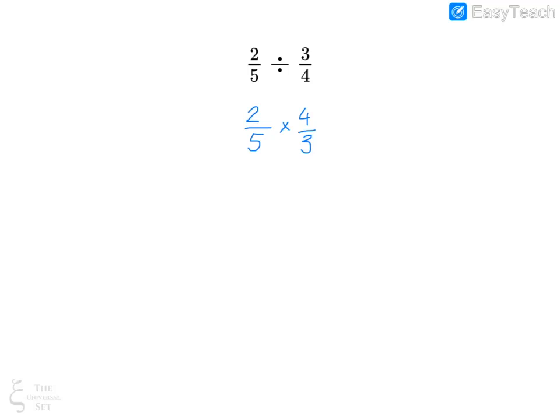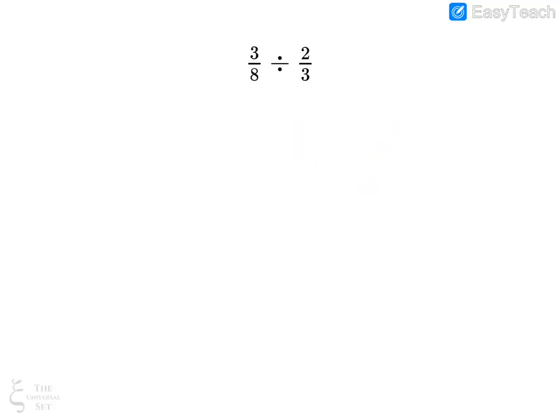Now all we need to do is remember, how do we multiply fractions? If you remember from last week, we multiply across like this. So 2 times 4, that's going to be 8. And we multiply across like this. So 5 times 3, that's going to be 15. So we get our answer of 8/15. So when I do 2/5 divided by 3/4, that's my method, that's my answer.